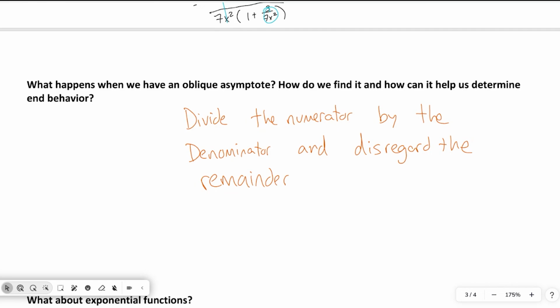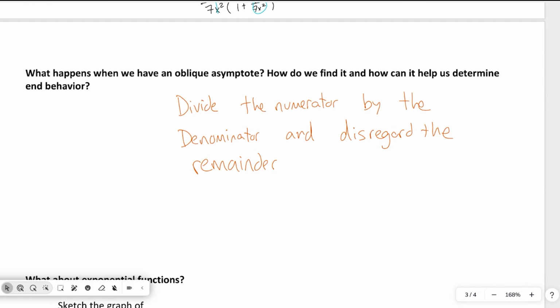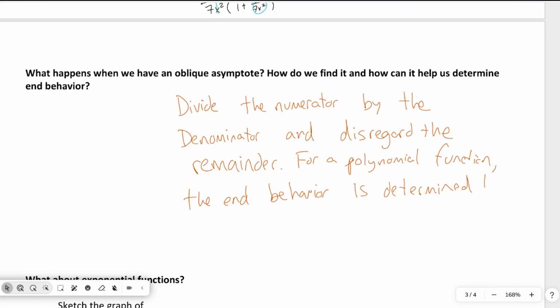So if your quotient is a polynomial, which would really be the only thing that's going to come up where I'm going to actually ask you to do this, for a polynomial function, the end behavior is determined by the leading term. So you may recall this from an earlier class.